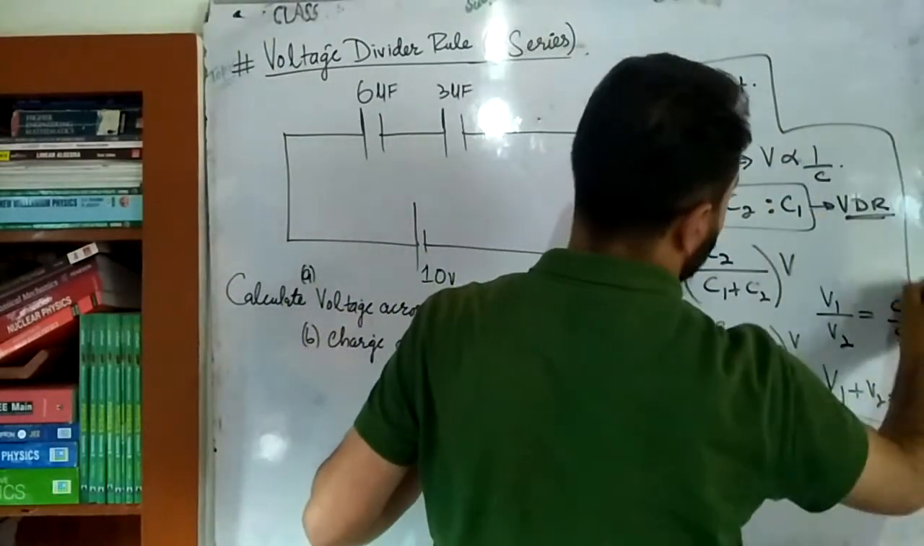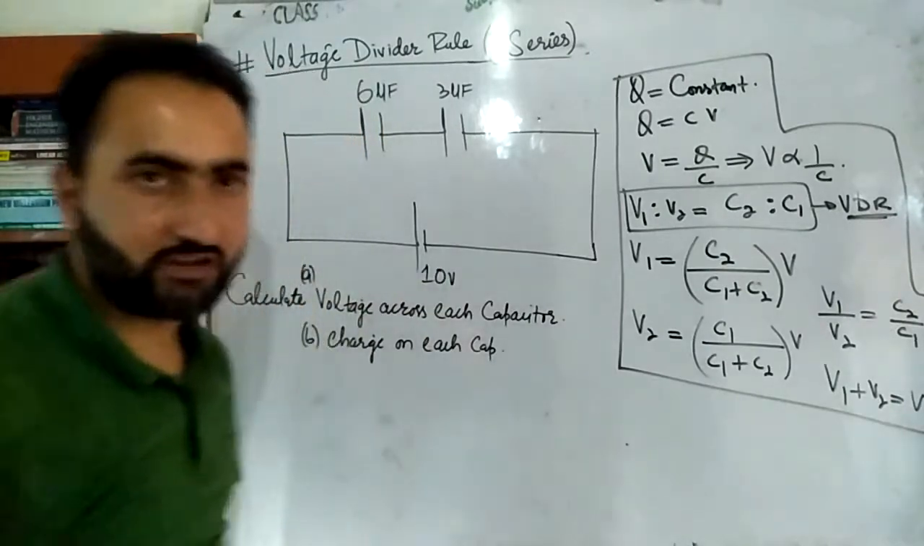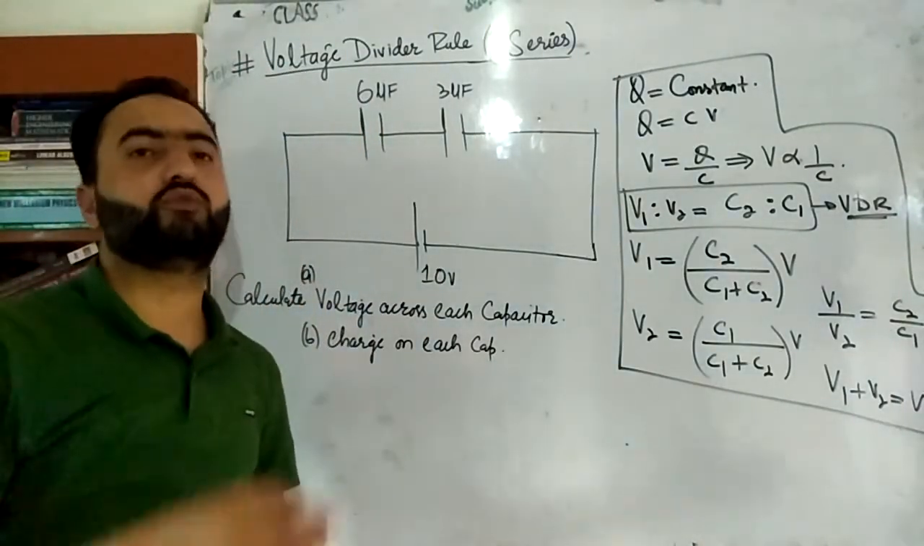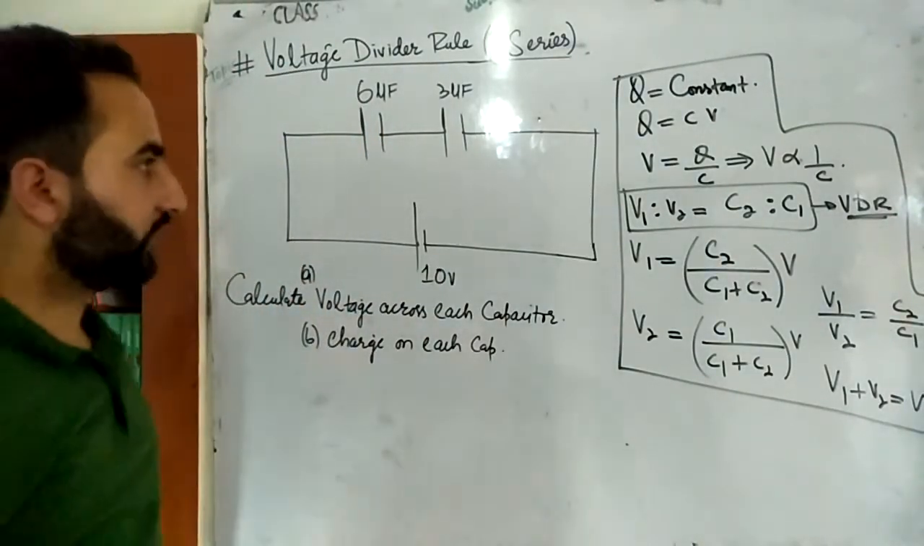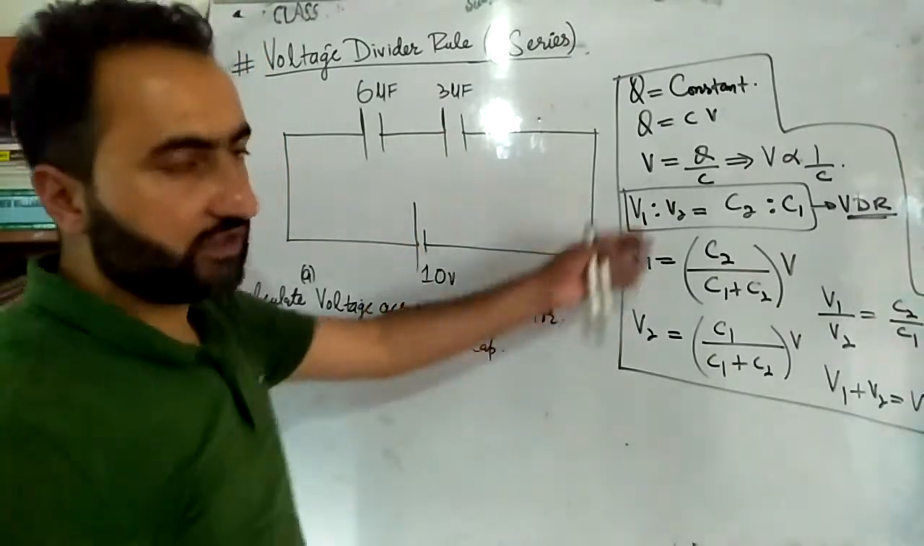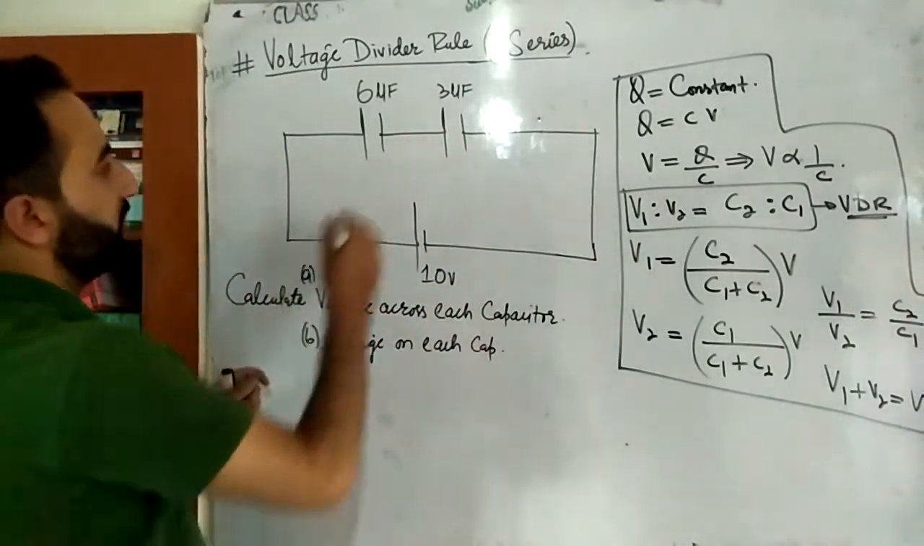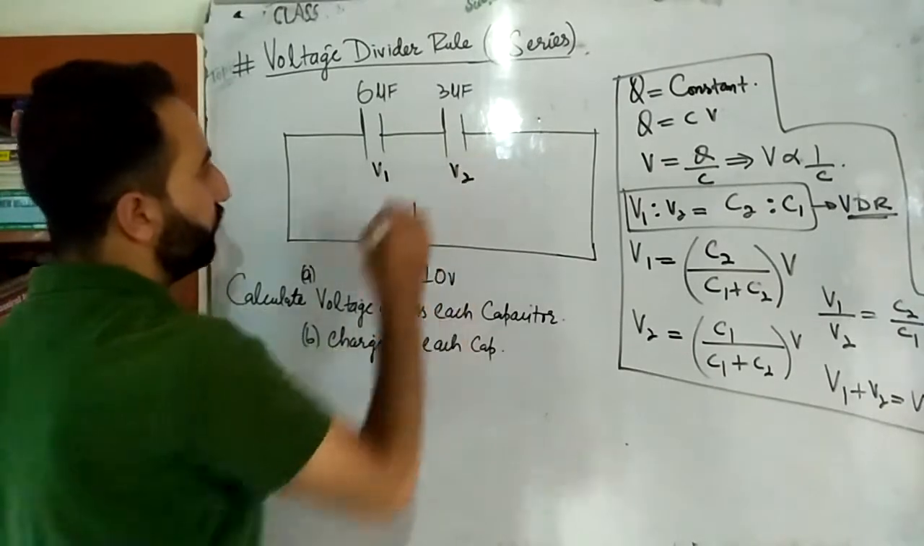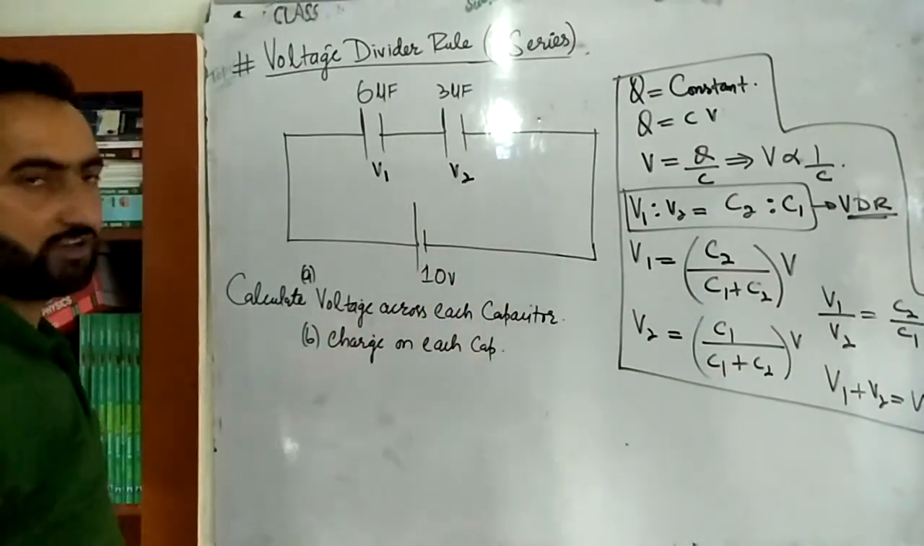Potential difference across a capacitor will be such that the potential difference across any capacitor is inversely proportional to the capacitance. Okay? Now let's try to solve this equation. Directly we'll solve this equation. Now, suppose here it is V1 and here it is V2. So what I will write is that V is inversely proportional to C.